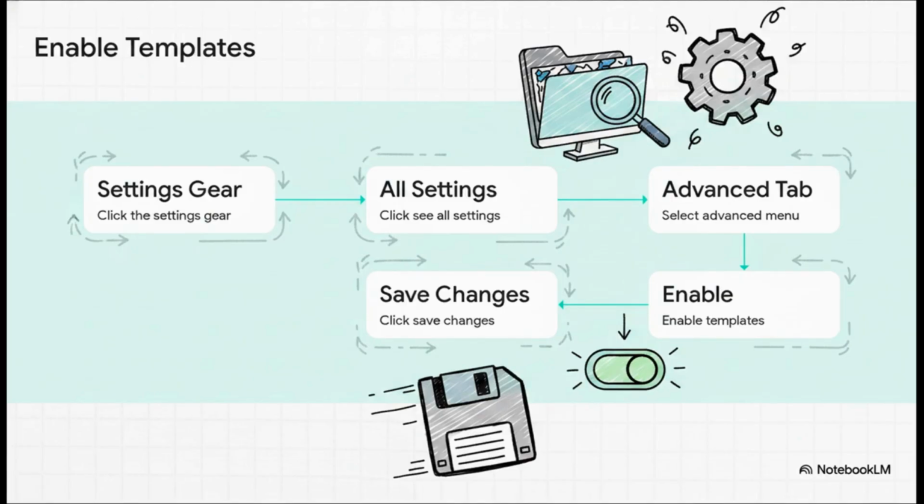Next, look along the top menu tabs and select the one labeled Advanced. Now scroll down just a tiny bit until you find Templates. Select the Enable bubble right there, and this is absolutely crucial: scroll to the very bottom and click Save Changes. Your Gmail will do a quick refresh, and boom, the feature is now fully unlocked.